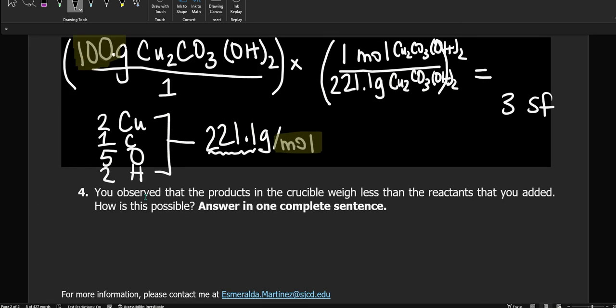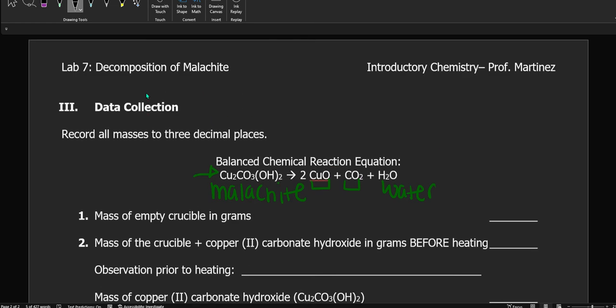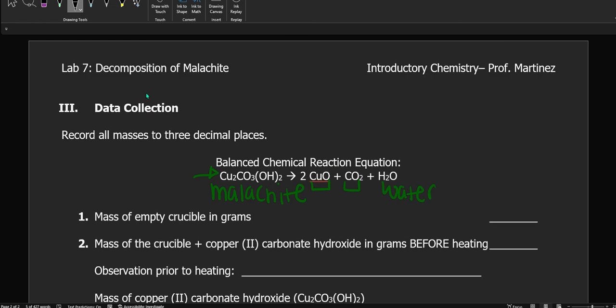And then just to finish off, you observe that the products in the crucible weigh less. How is this possible? So just a quick application type question to wrap this all up. I just want a short answer in 1 complete sentence, how this is possible. What do you think happened? Hint, hint, look at the products. So just use everything you observed and synthesize all that for an answer.